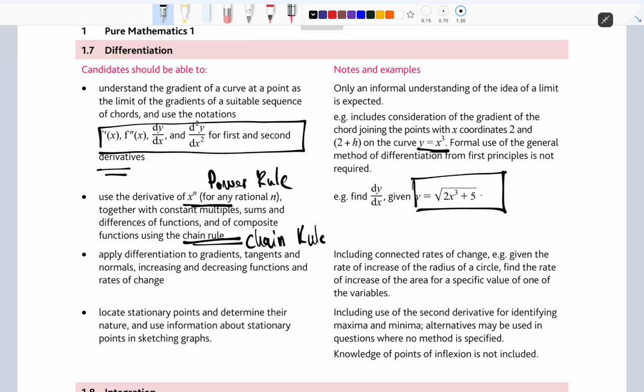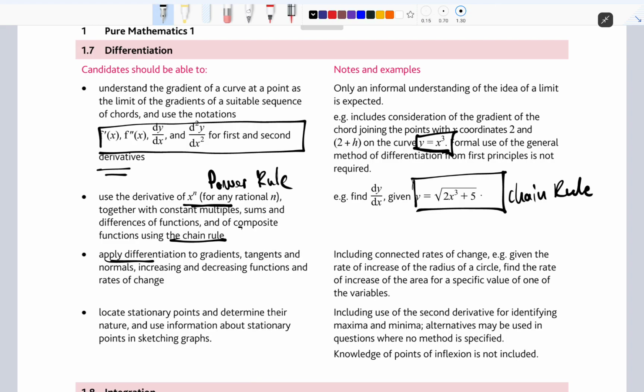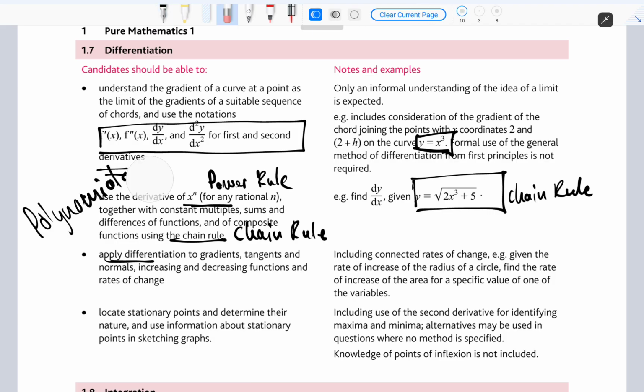Here is a polynomial like this. Then here we have another polynomial like this one. But this one, we saw, is where we will use the chain rule. We can't say it's a polynomial. This is a composite function because there is one inside another. Then what is below here is now just application. So it's power rule and chain rule, but remember, it is only for polynomials. The other types of functions, no, we won't. So only polynomials.